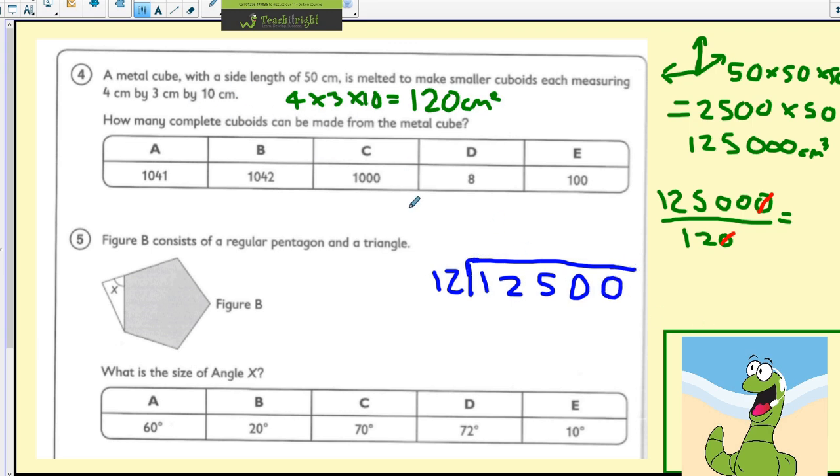Now, because we're dealing with actual objects, any decimals, any remainders, I'm just going to write as remainder, because I don't need to know how much they'll make because it's not going to make an exact cuboid. So 12s into 1 go 0, 12s into 12 go 1, remainder nothing. 12s into 5 go 0, 12s into 50 will go in 4 times, remainder 2, and then 12s into 20 go in 2 times, remainder 1. So I'll get exactly 1042.